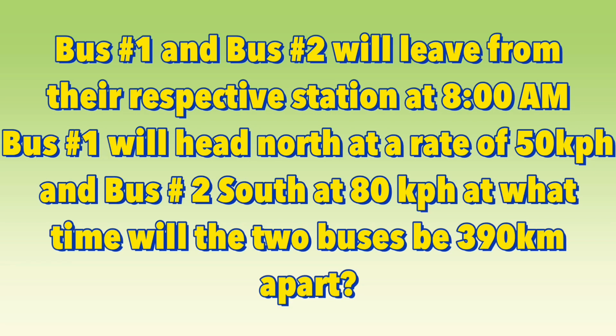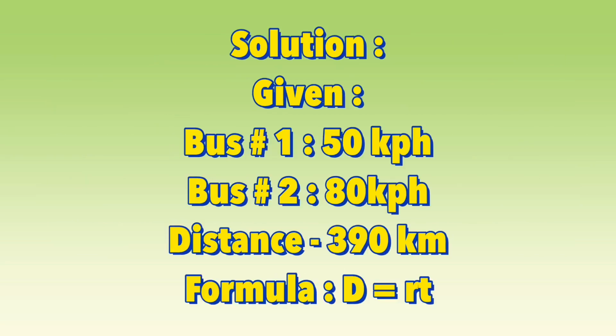Our solution, given, bus number 1, 50 kilometers per hour the rate. Bus number 2, the rate is 80 kilometers per hour. And the distance covered is 390 kilometers. Our formula, D equals RT. Equation, we have D equals the distance of bus 1 plus the distance of bus 2. And solve the equation, we have D equals the first bus distance and the second bus distance.